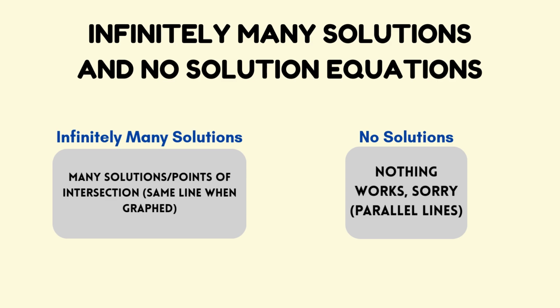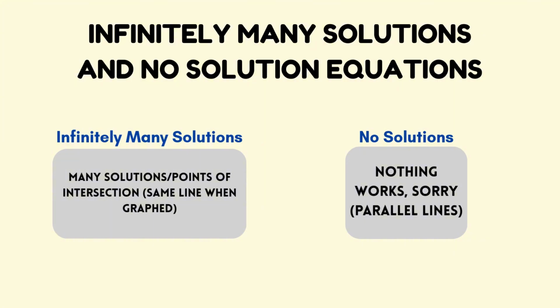Basically, if a system of linear equations has infinitely many solutions, it means there are many points of intersection that work for the lines. This happens when the lines are the exact same thing, okay? And as for no solutions, it's in the name. No solution, no point the lines intersect, and this happens when the lines are parallel to each other.